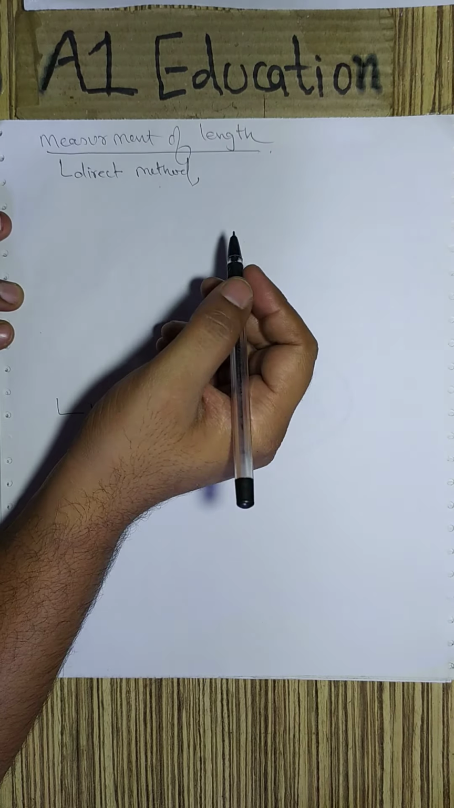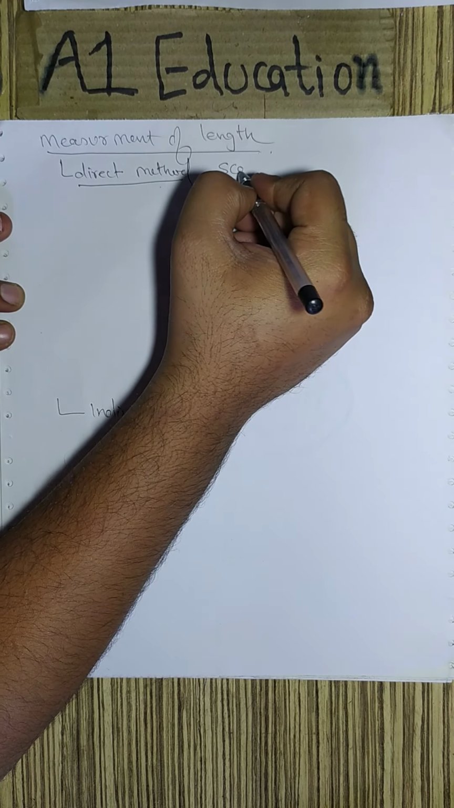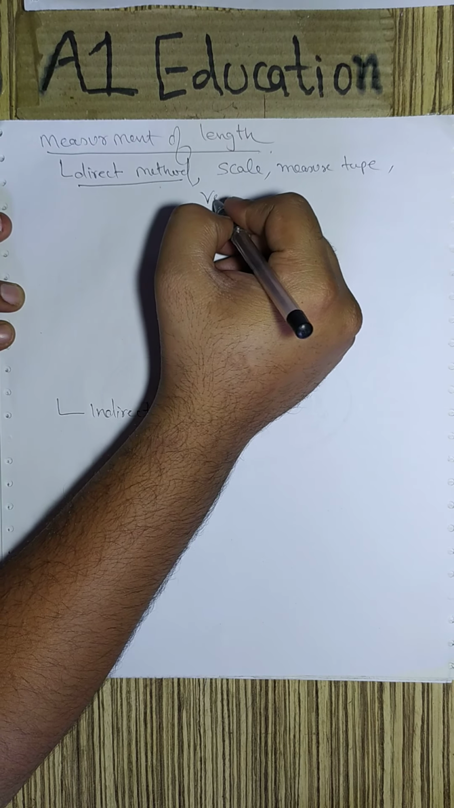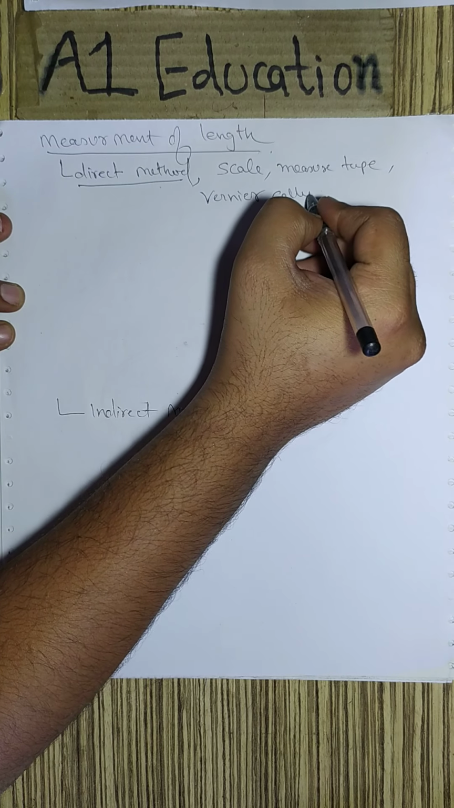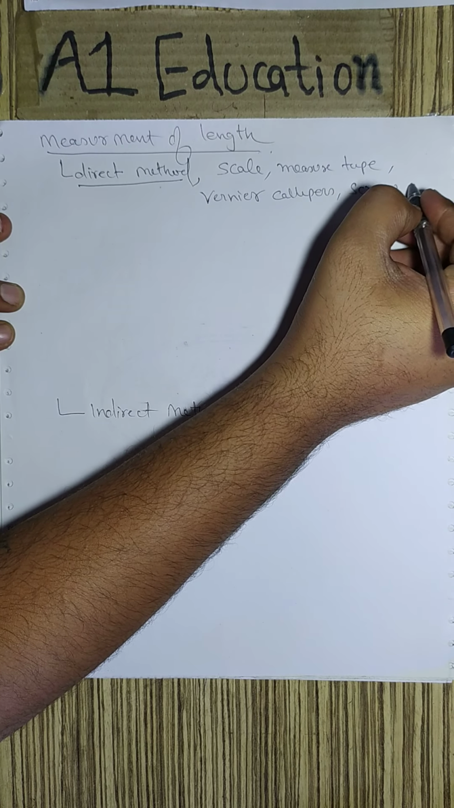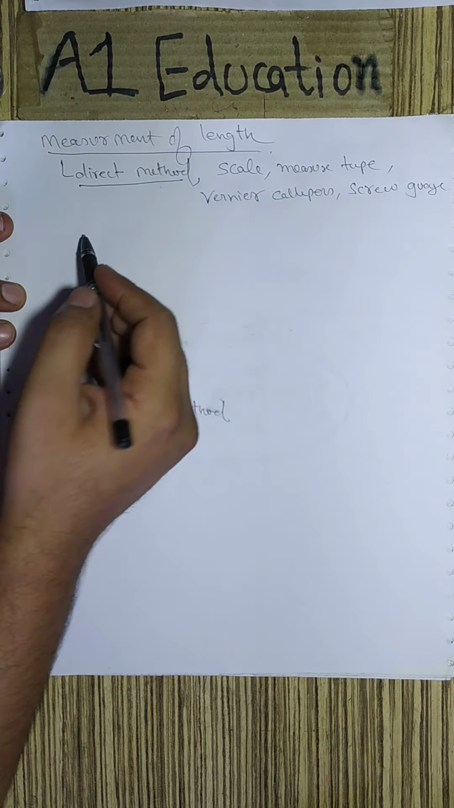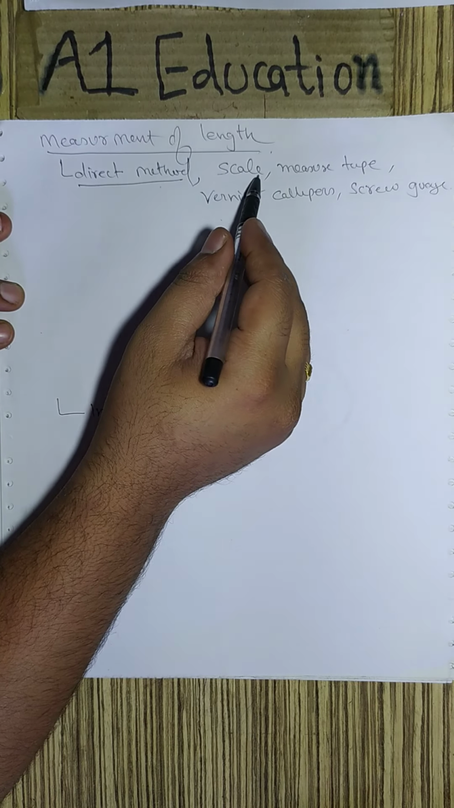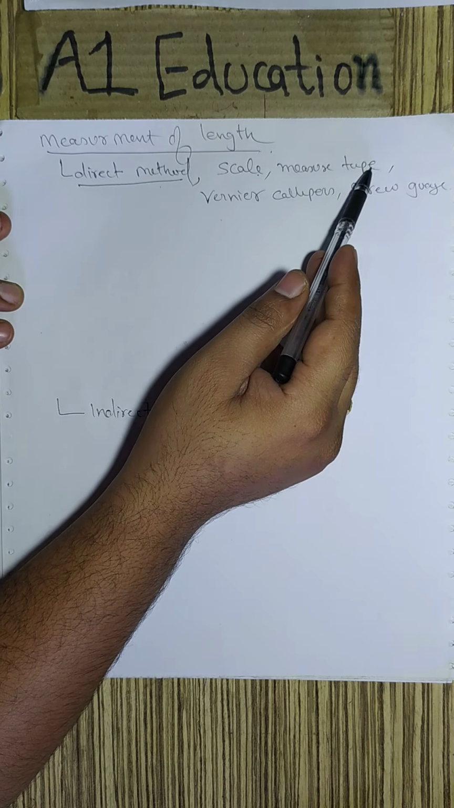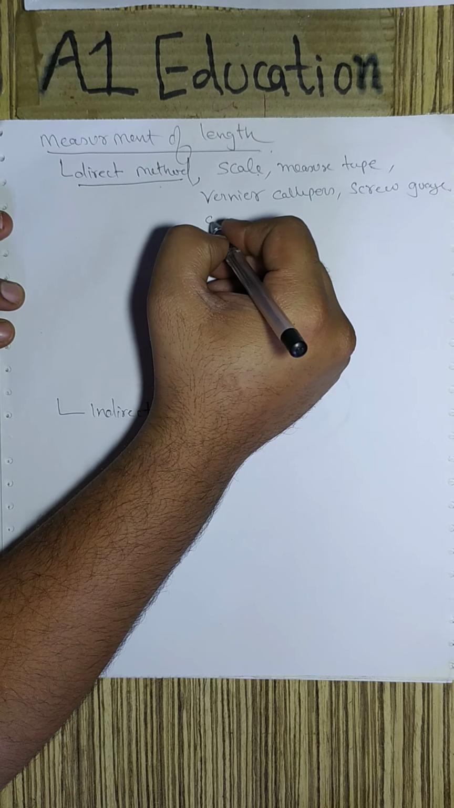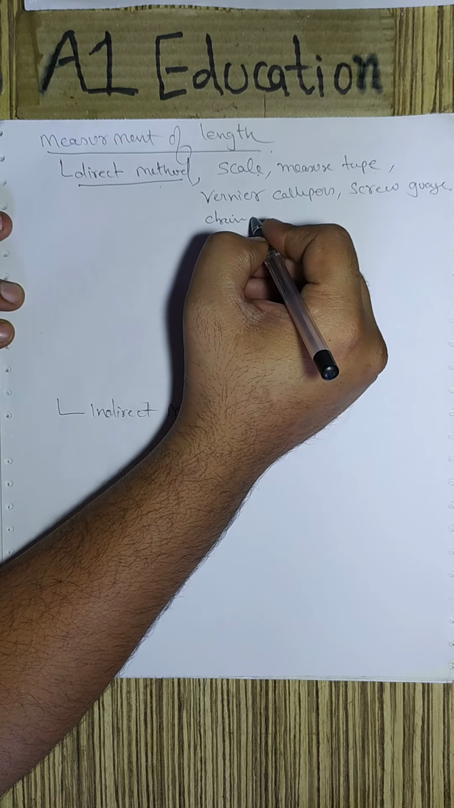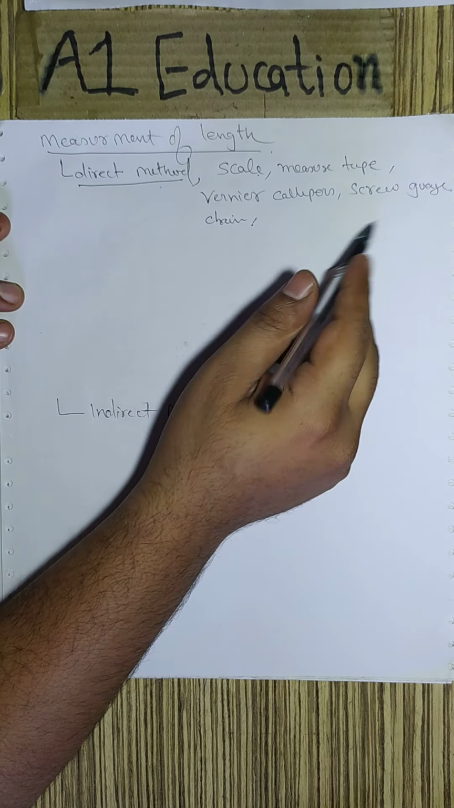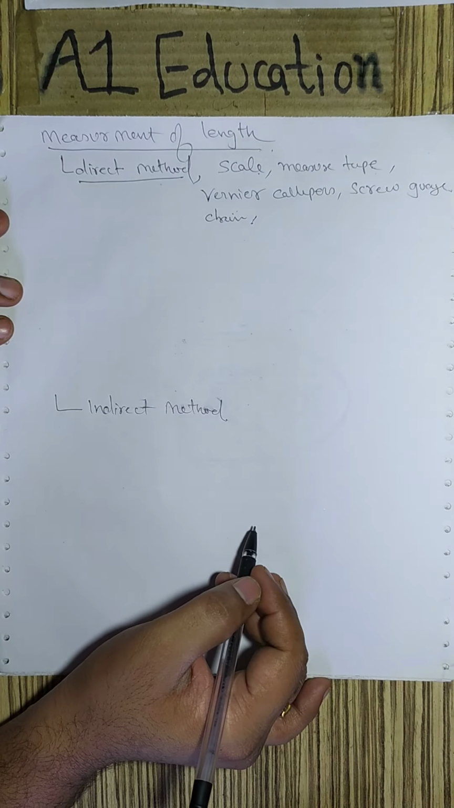Direct methods are those methods which involve the use of a scale, measure tape, vernier calipers, screw gauge, or any such devices which exist. So using these devices we make measurements. Let's say if you want to measure the length of a book, we use a scale. If you want to measure the length of a room, we use a measure tape. Then if you want to measure the distance between cities or large distances, then you have a measuring chain, which is used by civil engineers, civil contractors. So use of such devices involves the direct method.